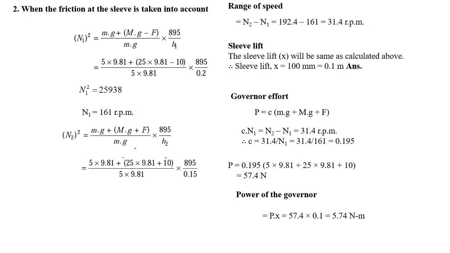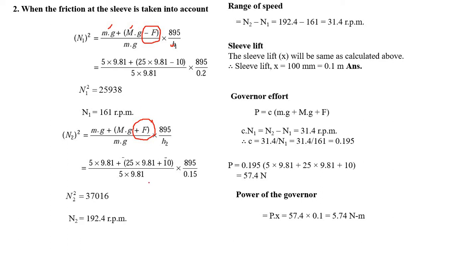Then the only difference is considering friction. Minimum speed minus maximum speed. That's it. The only difference is considering friction.